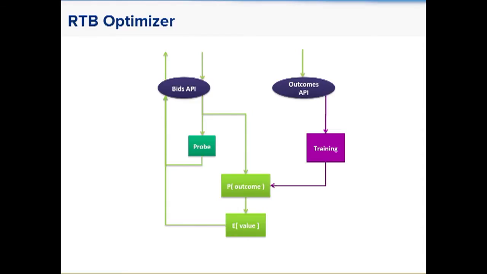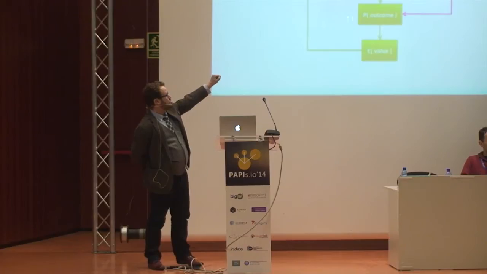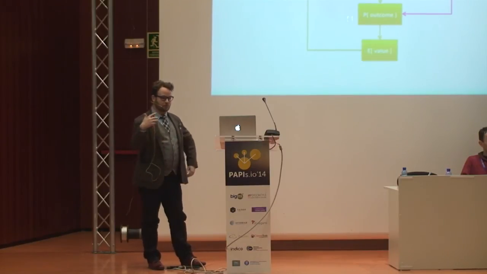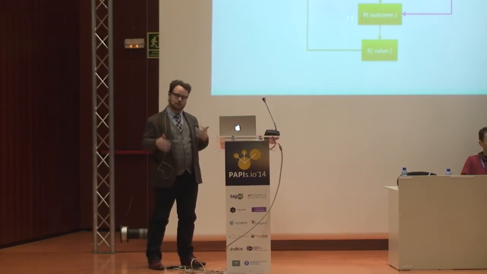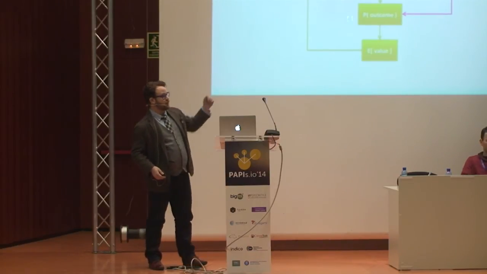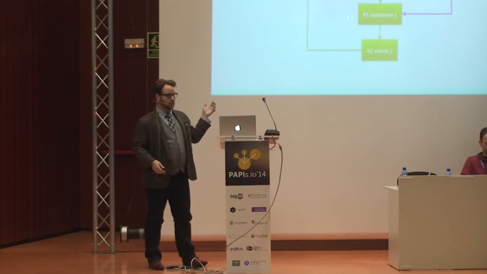So this is my slightly more complex flow diagram. Bid requests come in at the top. They either get routed to the probe or to the optimized system. If they get routed to the probe, we just bid fairly randomly. And outcomes come in through the Outcomes API. So as we're probing, we're buying impressions, and we're finding out, are people clicking? Are people installing the app? Are people viewing the video? This is streaming in real time. When enough examples have been gathered, we train a classifier, and we can start computing probabilities.